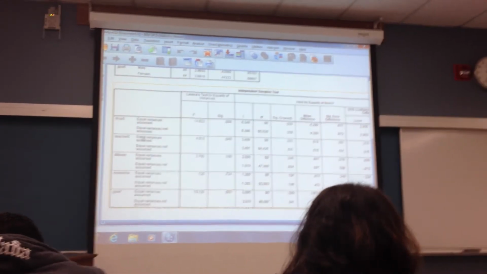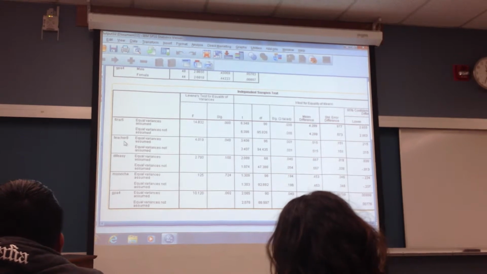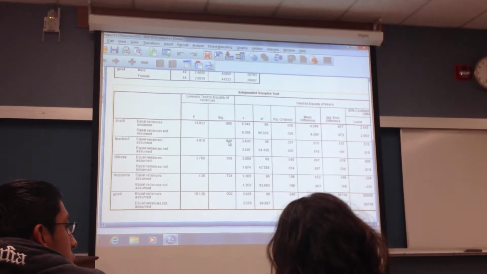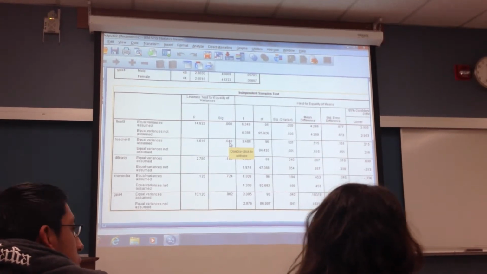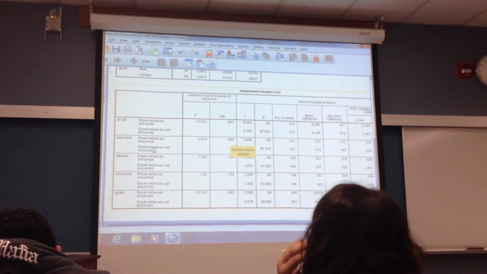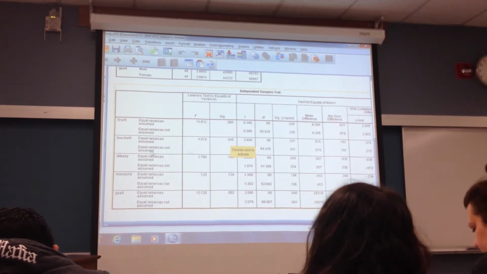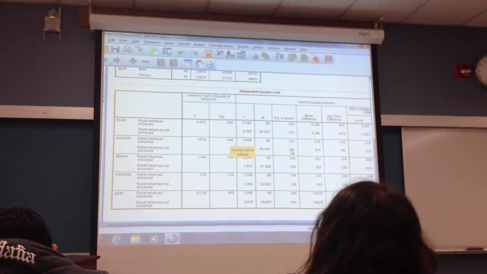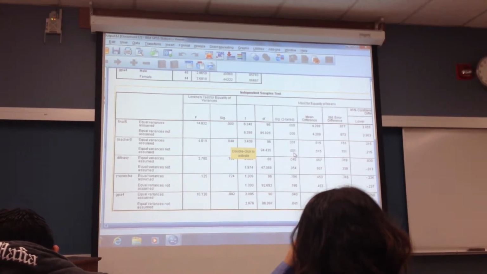So, Nadia, help me on this one. For Teacher 8, what do I do with this? Reject. Reject, so I want to be in the top row or bottom row? In the bottom row. Okay, so I'm coming over here, and I want this guy, and what does that mean?